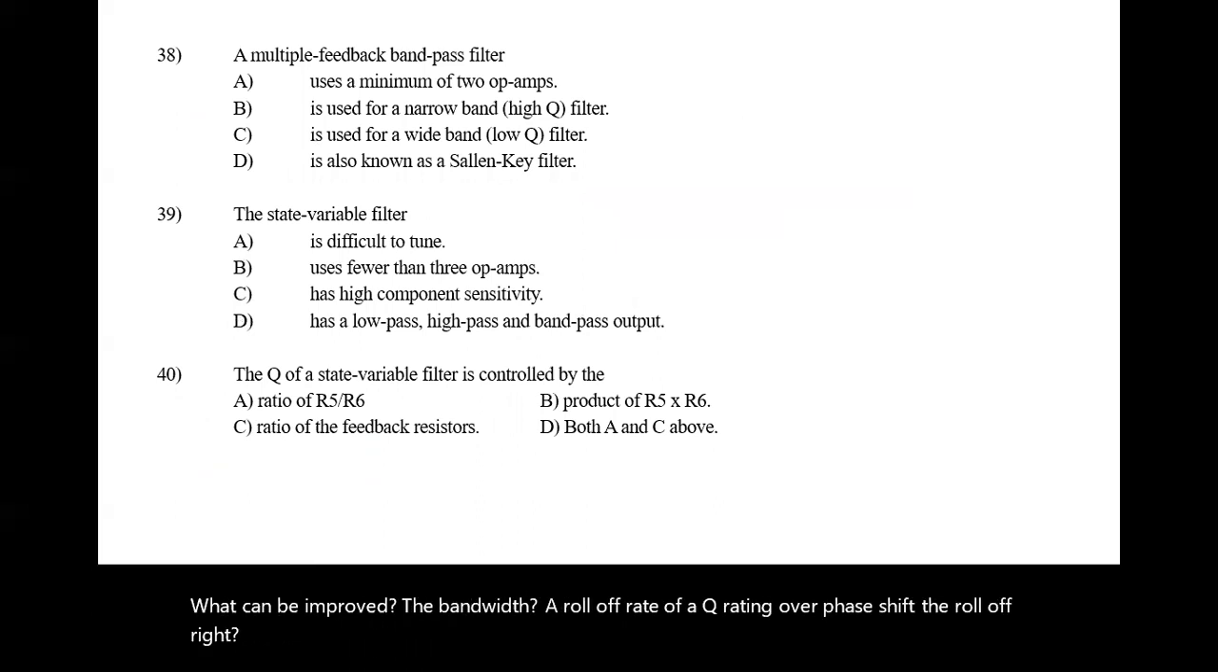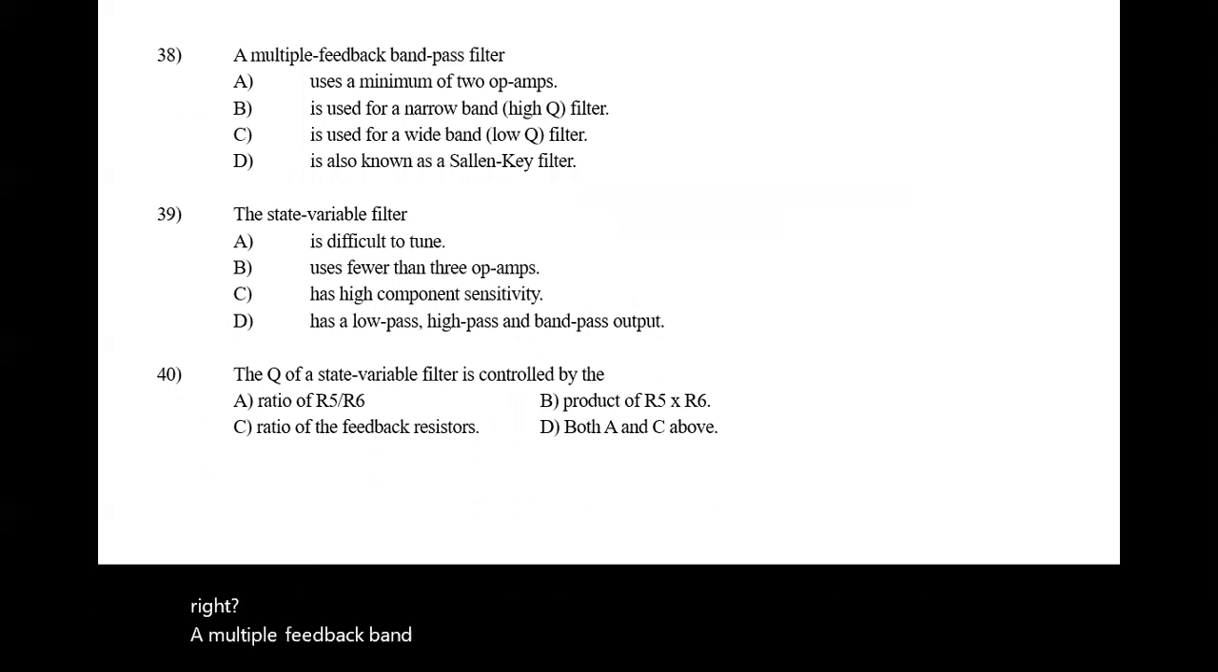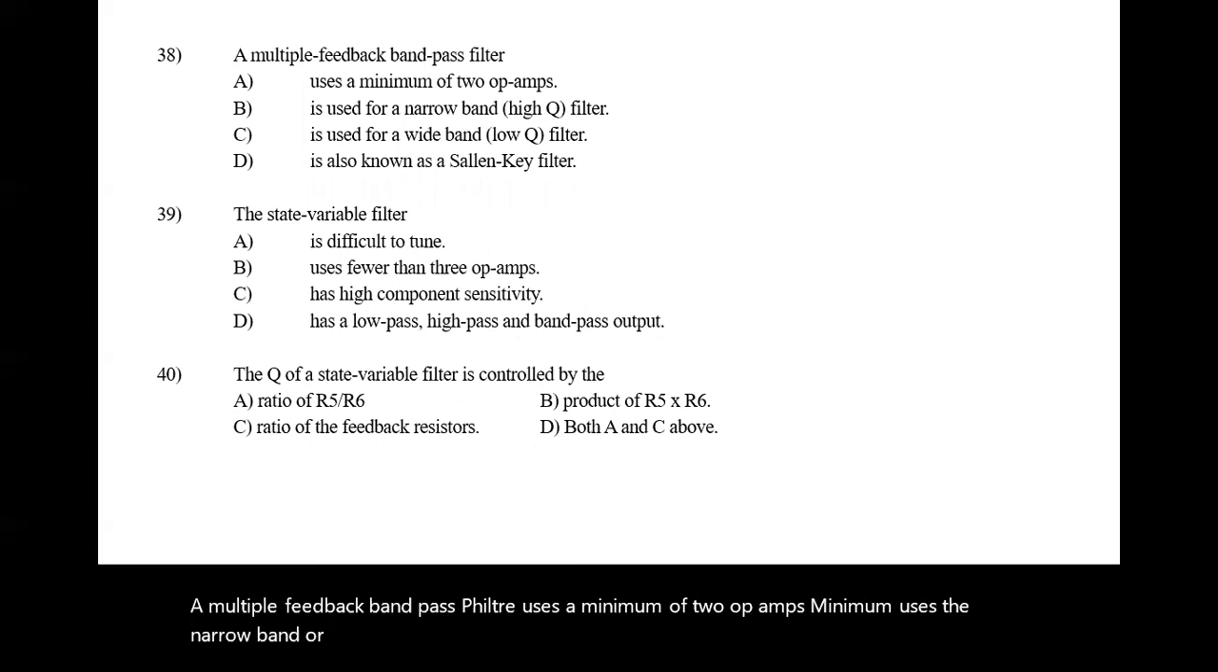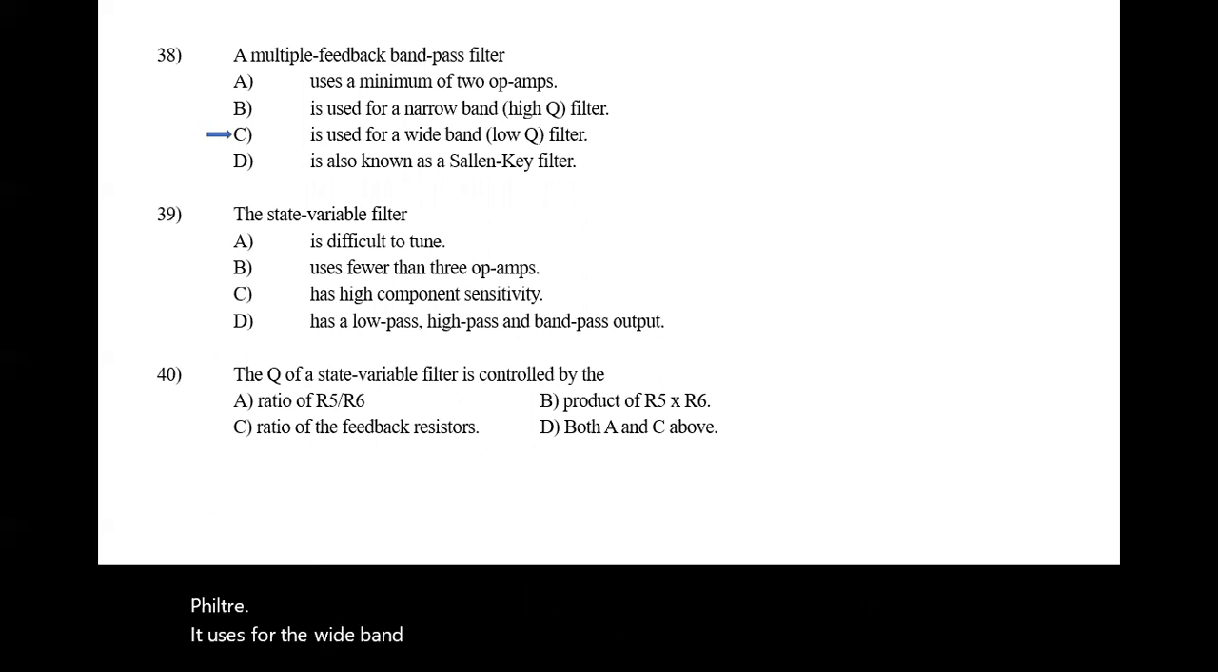A multiple feedback bandpass filter uses a minimum of 2 op-amps, is used for a narrow band or high Q filter, is used for a wide band low Q filter, or is also known as a Sallen-Key filter. It is used for the wide band low Q filter, in other words, answer C.